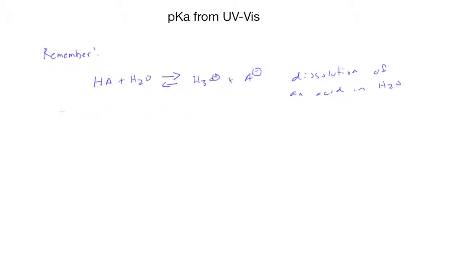And if I want to come up with the Ka value for this, I'm going to remove some water, but I'm going to say that Ka is equal to the concentration of A minus divided by the concentration of HA. And if we want to get a pKa value, pKa is just the negative log of our Ka value.